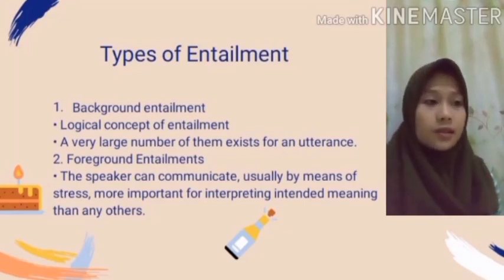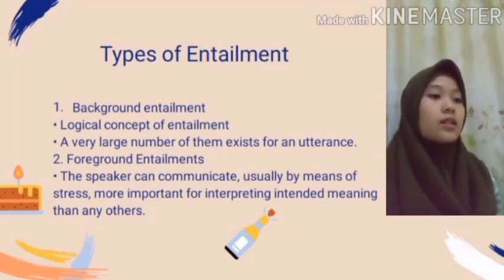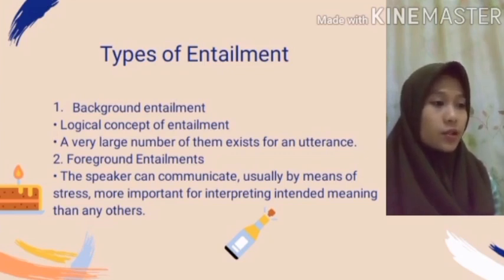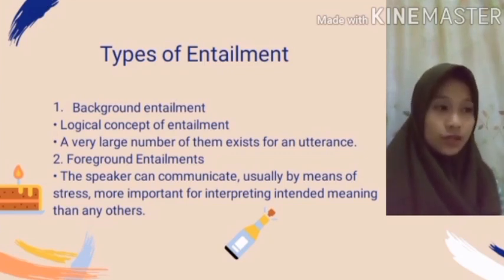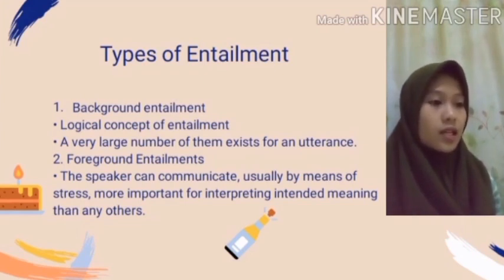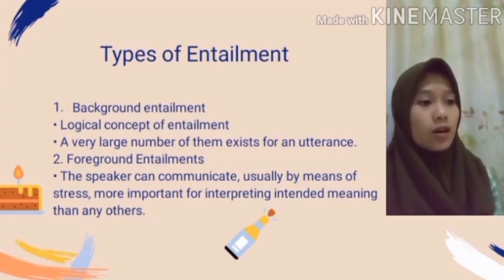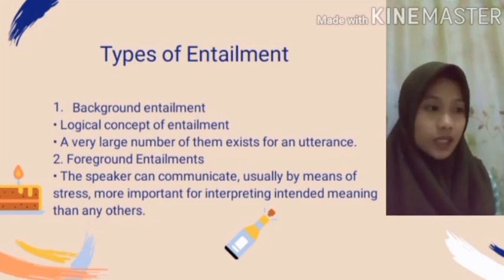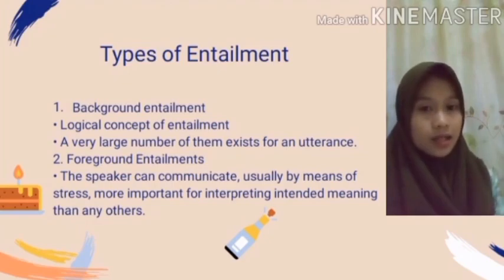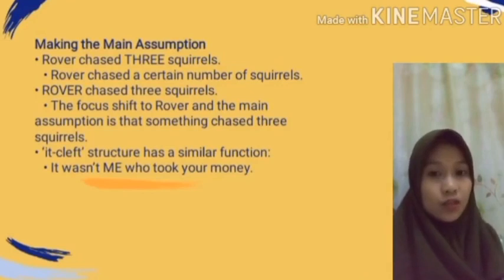Types of entailment. 1. Background entailment. First, logical concept of entailment. Second, a very large number of them exist for an utterance. Second, for foreground entailment, the speaker can communicate, usually by means of stress, what is more important for interpreting intended meaning than any others. And the last is making main assumptions.